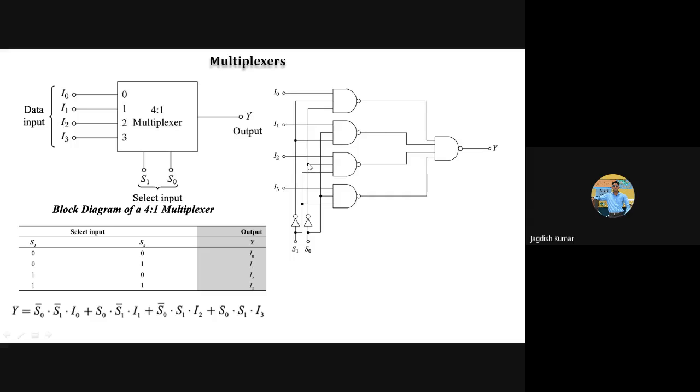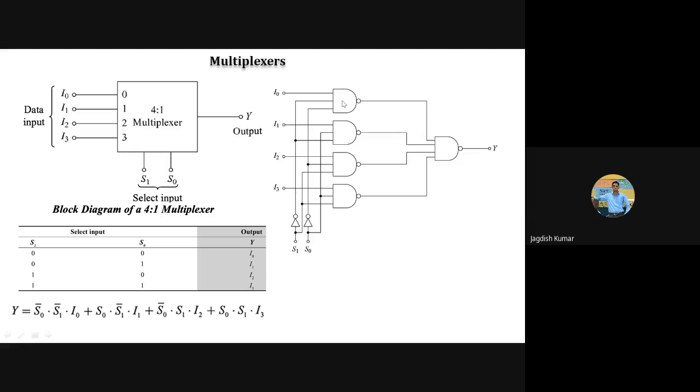I hope I didn't confuse you with the connections, so let me repeat. In the first gate, both inputs come directly from the select bits, S0 and S1. To the second gate, S0 complement goes, whereas S1 goes directly. To the third gate, S0 goes directly and S1's complement goes. Similarly, to the last gate, both S0's and S1's complements go.